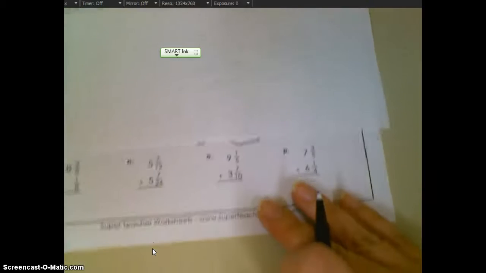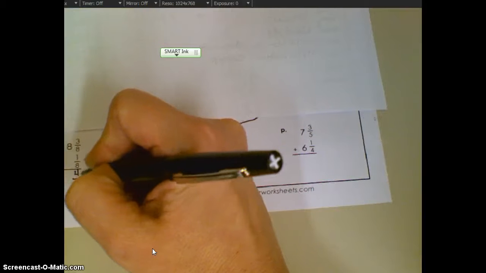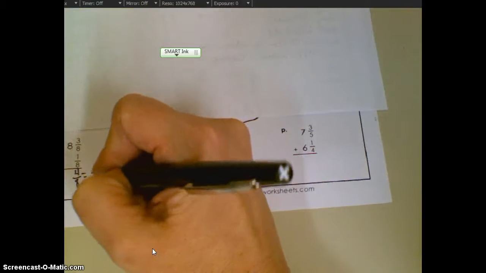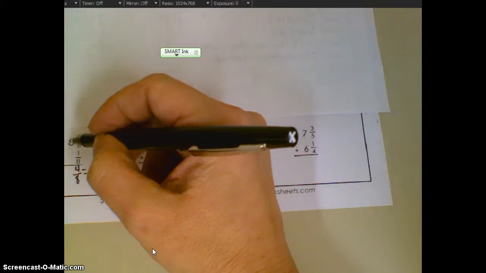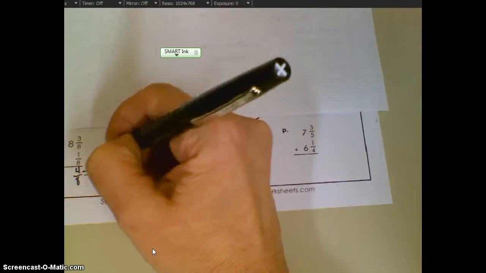Our last row. This one's already got a common denominator of 8. Add your numerator. 3 plus 1 is 4. 4/8 is the same as 1/2. Now we can add our whole number. 8 plus nothing is 8, so our final answer is 8 and 1/2.